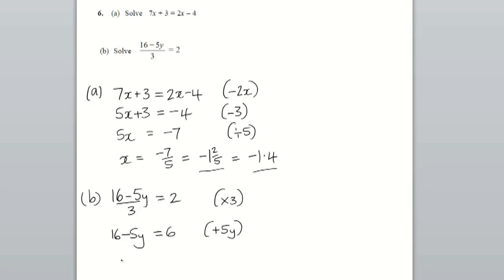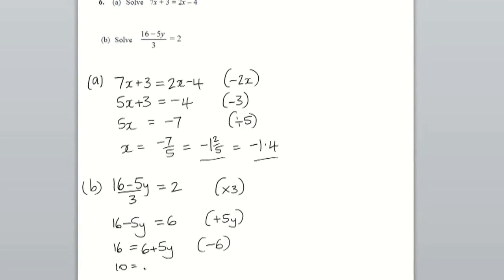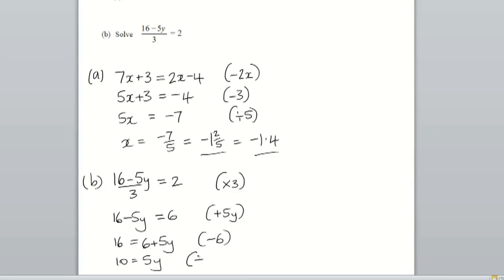You could just subtract 16 from each side. That's perfectly acceptable as well, so long as working with directed numbers doesn't cause you a problem. Subtract 6 from each side. 10 equals 5y. Divide both sides by 5 leads to y equal to 2. Check it to see. 16 take away 10 is 6. 6 divided by 3 is 2.